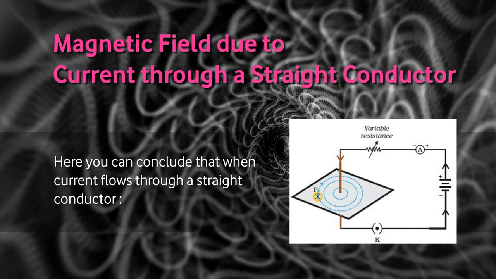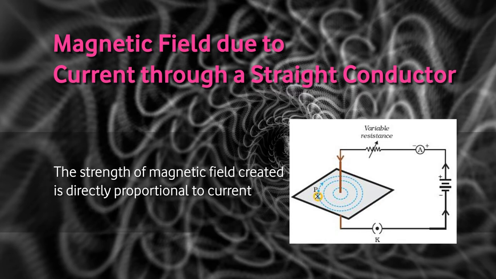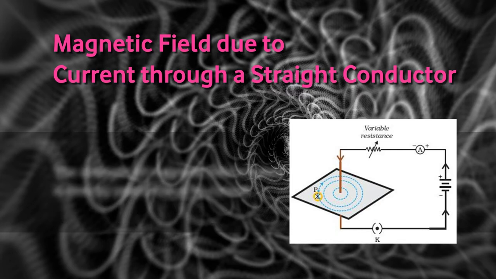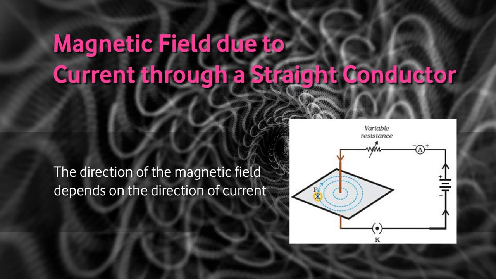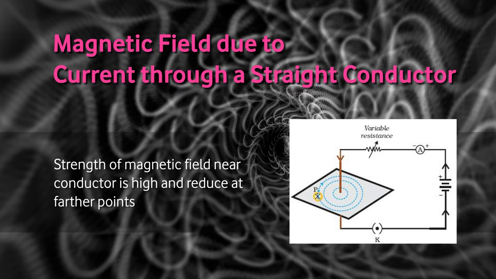So with this whole activity, what can you conclude? You can conclude that when current flows through a straight conductor, the strength of the magnetic field created is directly proportional to the current. The direction of the magnetic field depends upon the direction of the current, and the strength of the magnetic field is high near the conductor and reduced at further points.